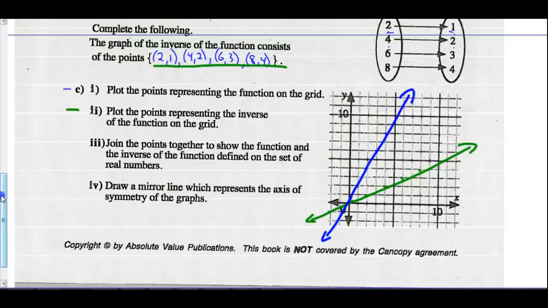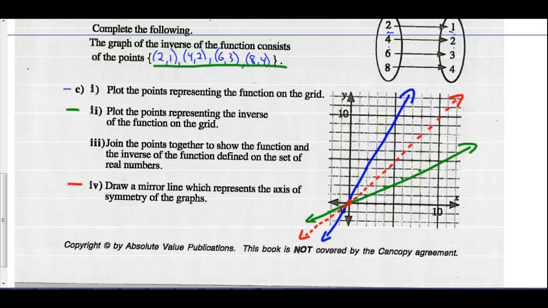Now it asks you to draw a mirror line which represents the axis of symmetry of these graphs. So I'll make my mirror line in red. Note that on a mirror line, things will be reflected. The only things that won't be reflected are the things that lie right on the mirror line. So that's the point 0, 0. That lies right on the mirror line. That point didn't change. So my mirror line should be halfway between these two lines. So that'd be the mirror line. Some people call it the axis of symmetry, but that's fine.